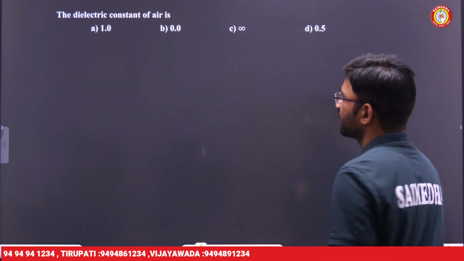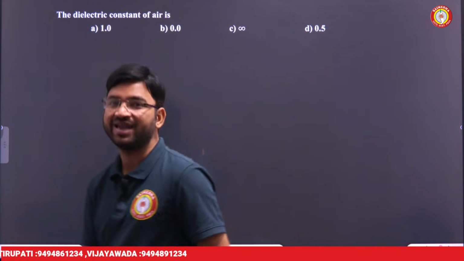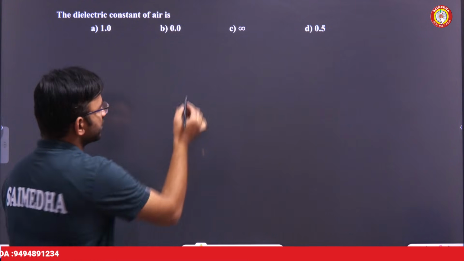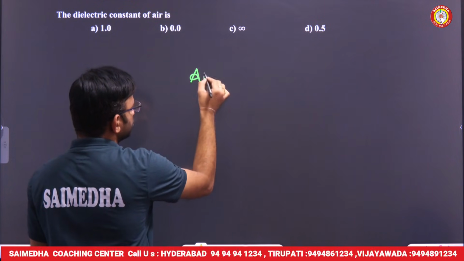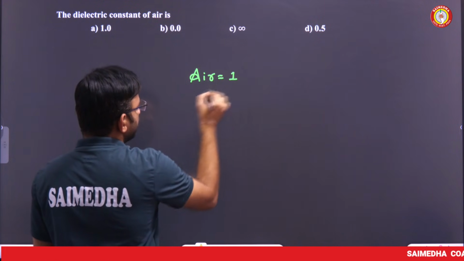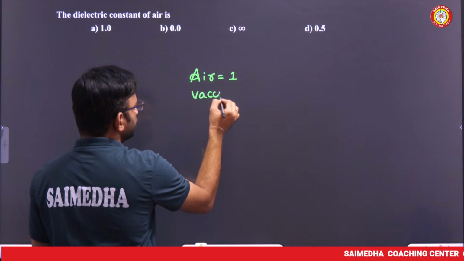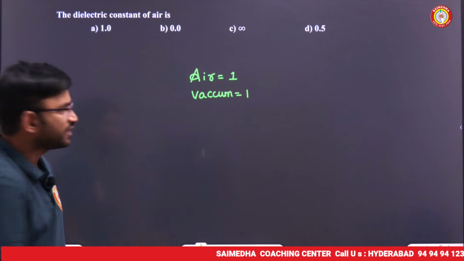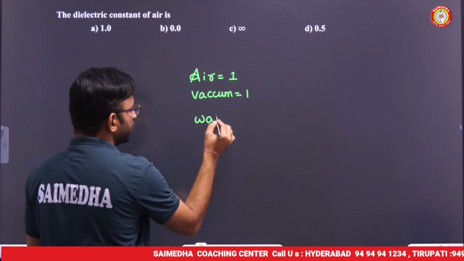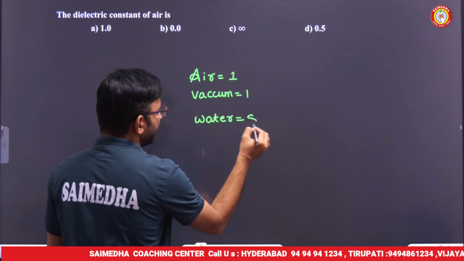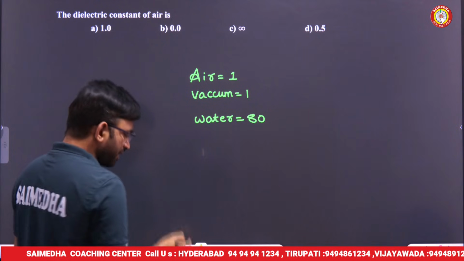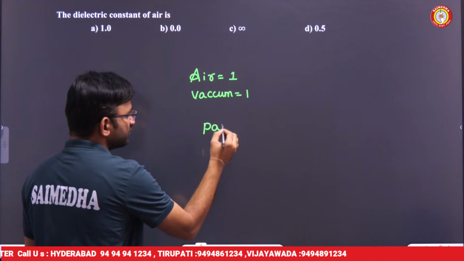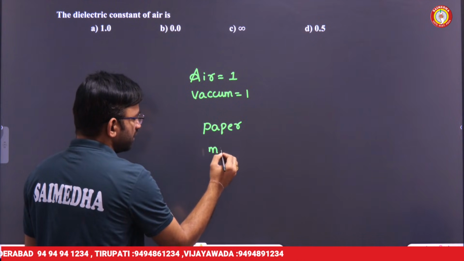Next question. Dielectric constant of air. What is the dielectric constant of air? The dielectric constant of air is equal to 1. Even vacuum is equal to 1. The highest dielectric constant is for water, approximately 80. But instead of water, you need to understand paper as well as mica.